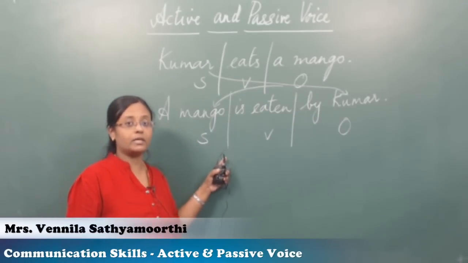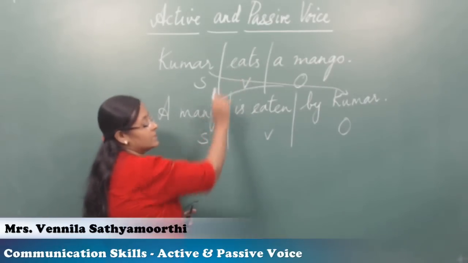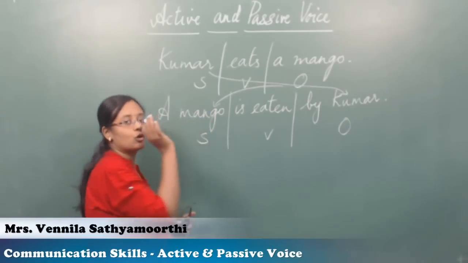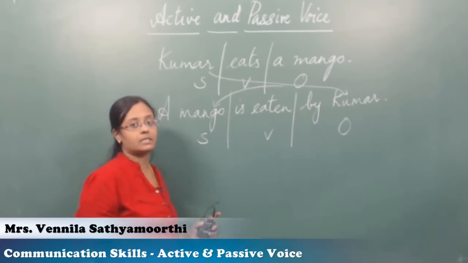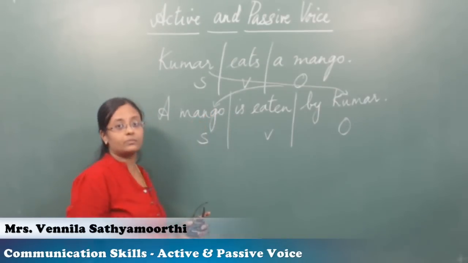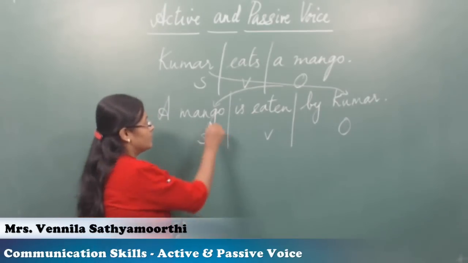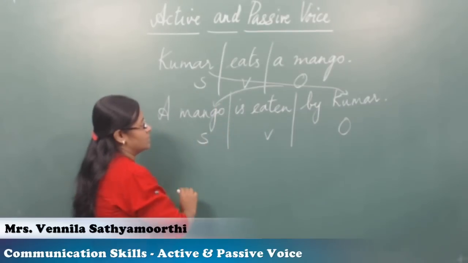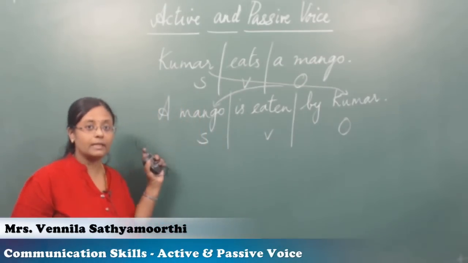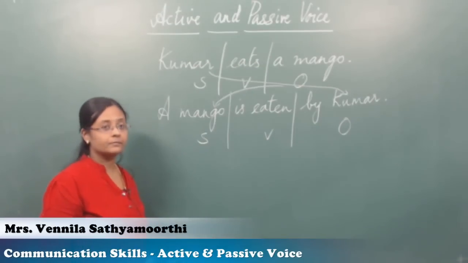And one thing you have to be careful about is the tense. You should know that this is simple present tense, eats. Now the answer should also be in the simple present tense, is eaten. And it also has to agree with the subject. This is where agreement of the verb and the subject also comes in. Now suppose this subject is a plural subject, like instead of a mango, it is mangoes. Then think of the answer with the same simple present tense.